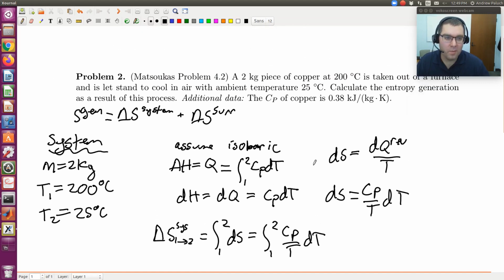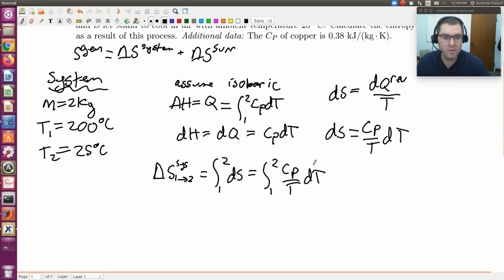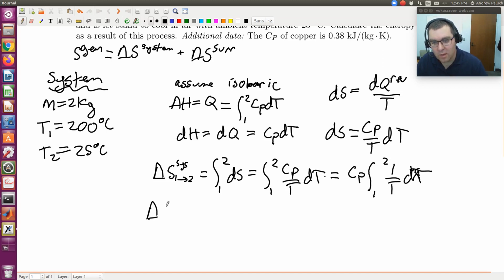Now in the problem, we're given a value of heat capacity. We're not given temperature dependence, so I'll assume that it's constant. So I'll bring out Cp, and this becomes the integral from 1 to 2 of 1 over T dT, which leads to delta S of my system from 1 to 2 equal to Cp log T2 over T1.